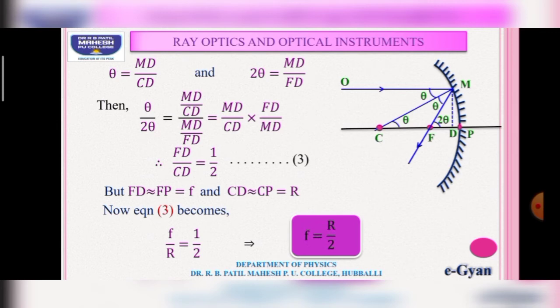This is the relation between focal length and radius of curvature of a mirror. By this we come to know that the focal length of a spherical mirror is half of the radius of curvature of the spherical mirror.